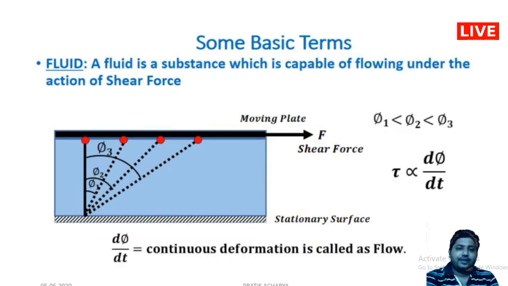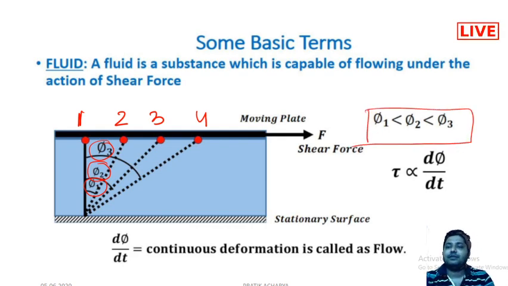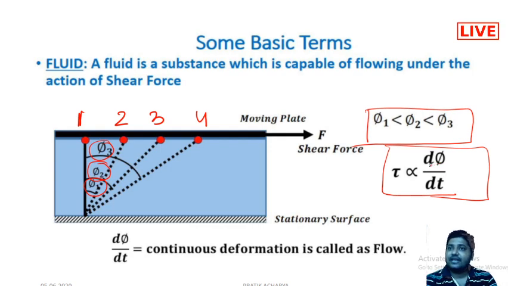Now suppose this is the earlier position 1, this is second, this is third, and this is 4. The angular strain phi 3 is going to be more as compared with phi 2, and phi 2 more than phi 1. So the angular deformation, or angular shear strain, increases with respect to time. The magnitude of the angular shear strain is directly proportional to the applied shear stress. Tau is directly proportional to the rate of shear strain.